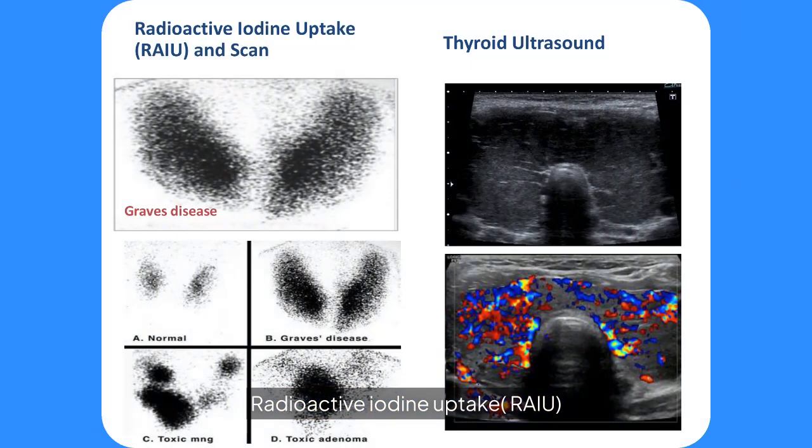In Graves' disease, radioactive iodine uptake, RAIU, shows diffuse increased uptake due to uniform overactivity of the entire gland, distinguishing it from thyroiditis or exogenous hormone use, which show low uptake, and from toxic nodules, which show focal uptake. Thyroid ultrasound with Doppler reveals a diffusely enlarged gland with markedly increased vascularity, a finding described as thyroid inferno, which helps differentiate it from silent thyroiditis, which shows normal or low flow, and nodular disease with focal changes.